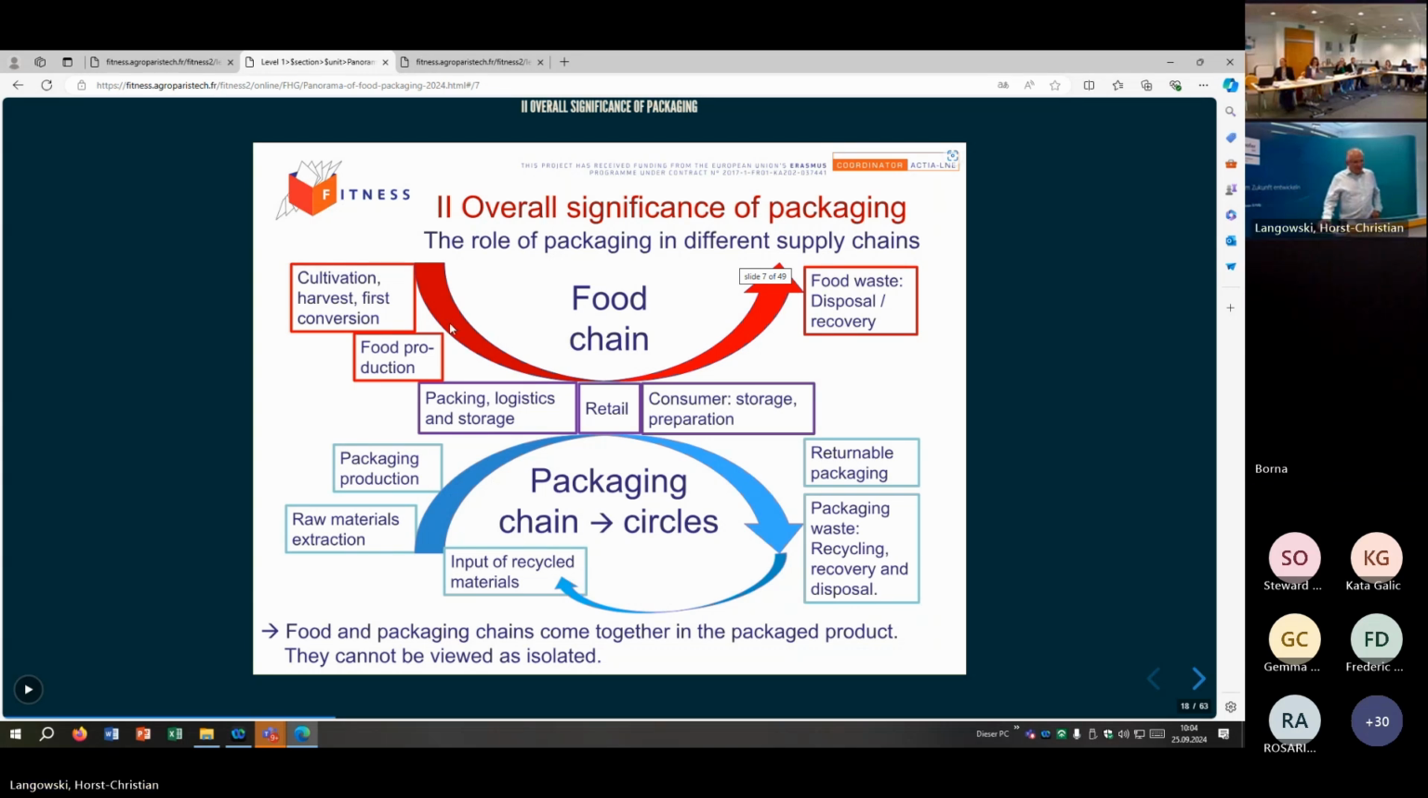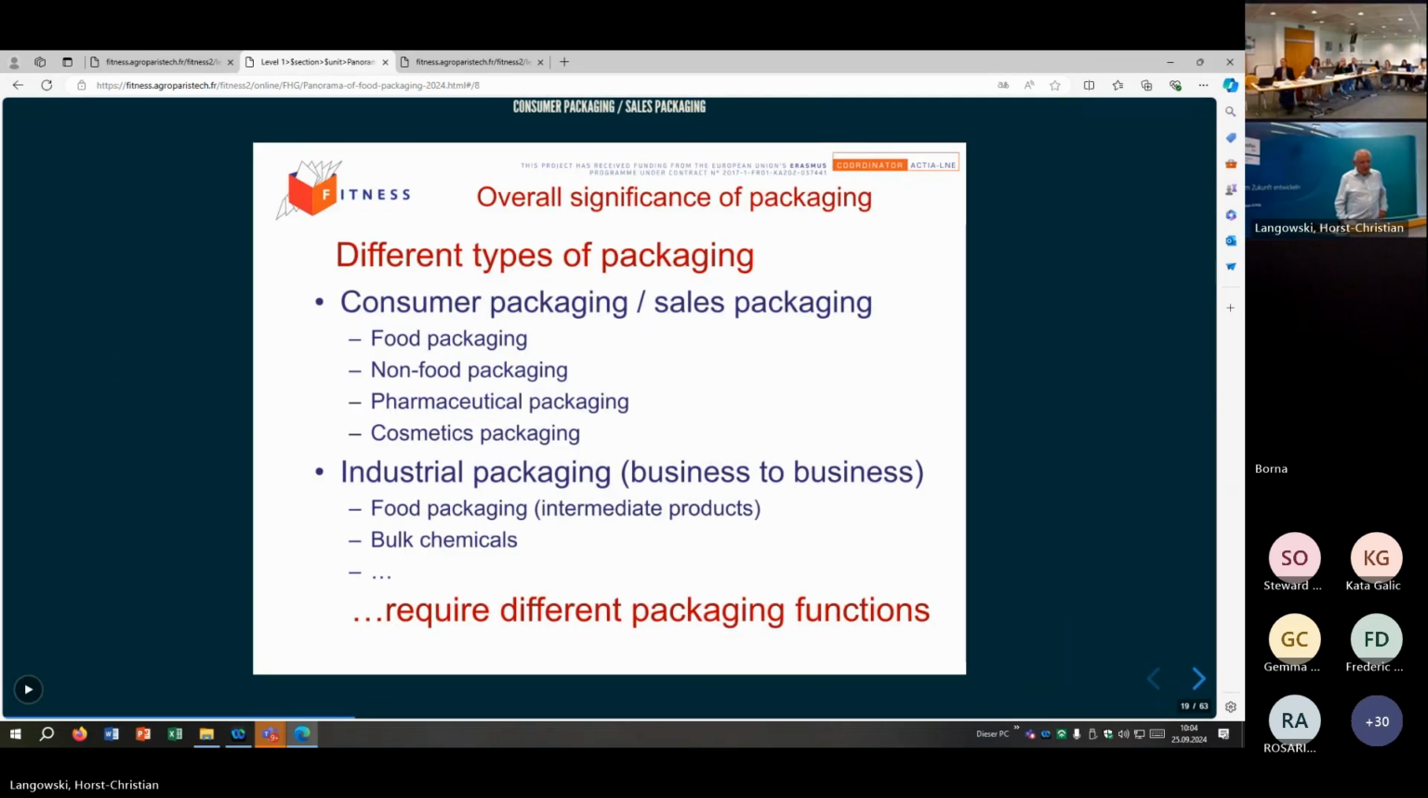So they come together. Most of the time, packaged food is stored in retail and at the consumer. And we need to look at those two different chains to understand what is going on. The next thing is, which kind of packagings are we talking about? We are talking about consumer packaging or sales packaging.